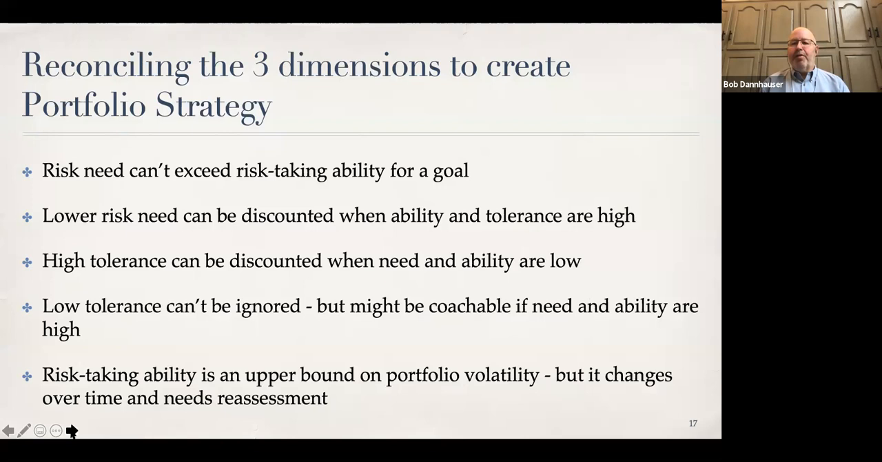strategy. Maybe you want to take some more risks in the hopes of enhancing their legacy provisions to succeeding generations. You're not sacrificing their current objectives to do so, and they've got the ability and tolerance to go ahead and do that. High tolerance can be discounted when need and ability are low. So your client is a risk taker, likes to take risk perhaps, but their need to take that risk and their ability are, in fact, low.